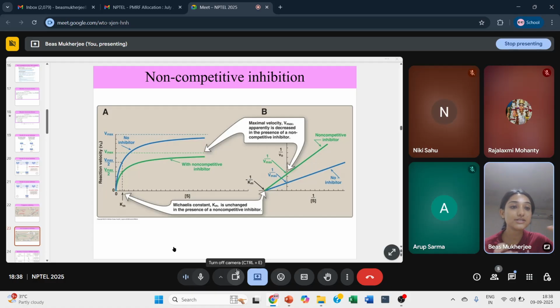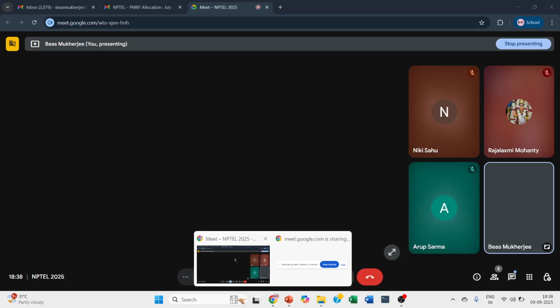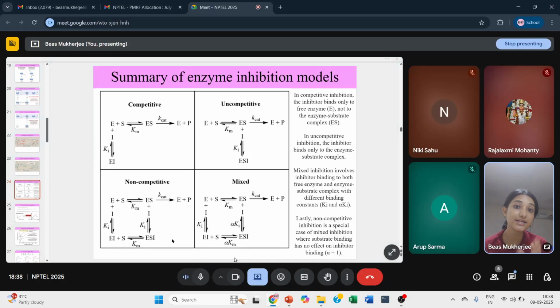Because what is happening, the substrate is not able to bind to the enzyme because the enzyme has a different conformation, right? So its Vmax is obviously going to get decreased. And the Km is unchanged because the affinity of the enzyme for the substrate is not changing. So Km is unchanged for a non-competitive inhibitor. Right. So we go to a summary slide. Now the summary slide is very important.